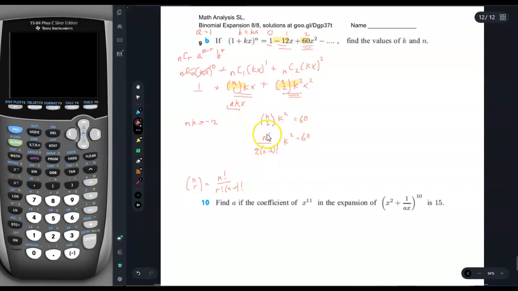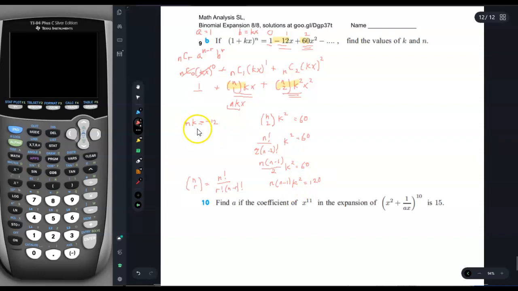Okay, and we could simplify this a little bit, right? Because if you have n factorial divided by n minus 2 factorial, isn't that just n times n minus 1 and nothing else? Right? N factorial divided by n minus 2 factorial is n times n minus 1. K squared equals 60. Okay, so we have n times n minus 1, k squared equals 120, right?